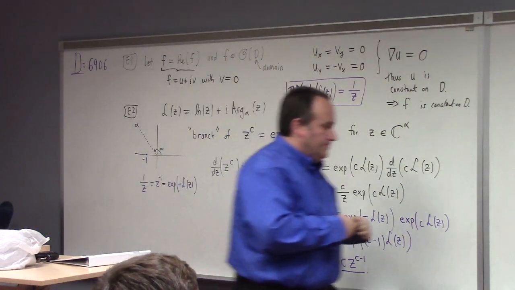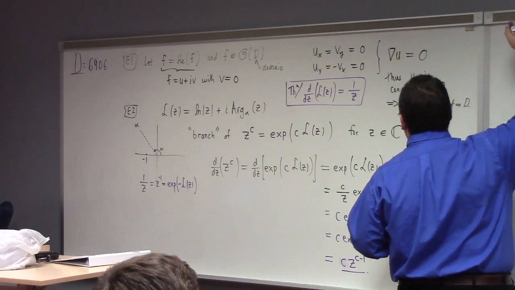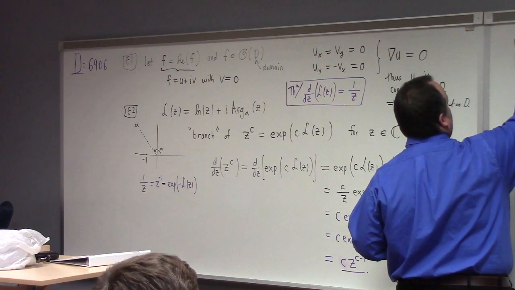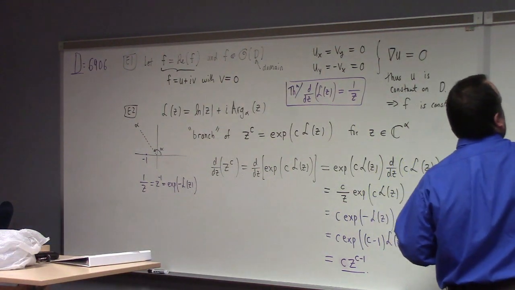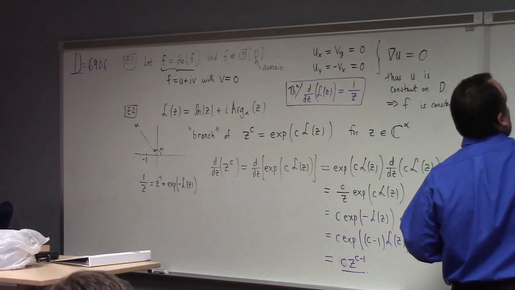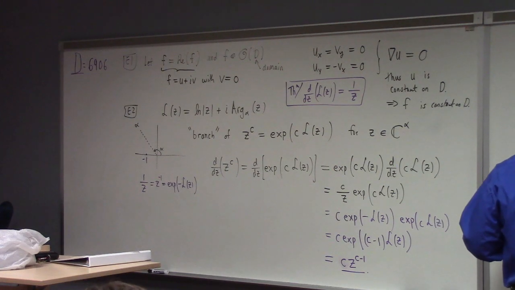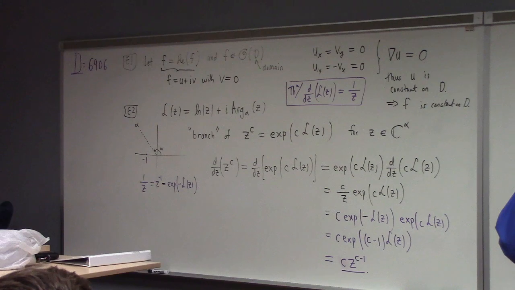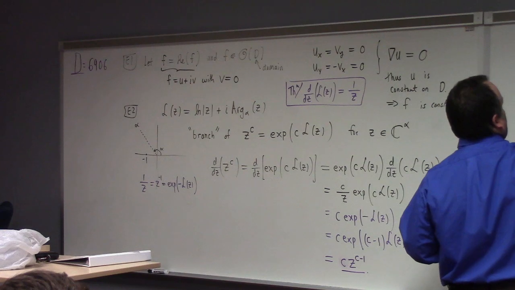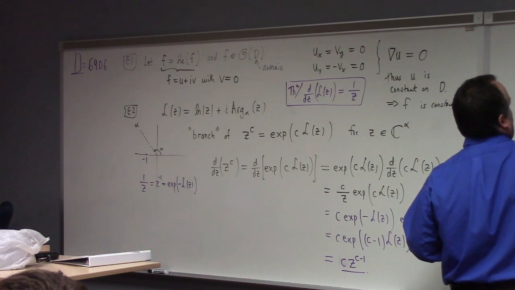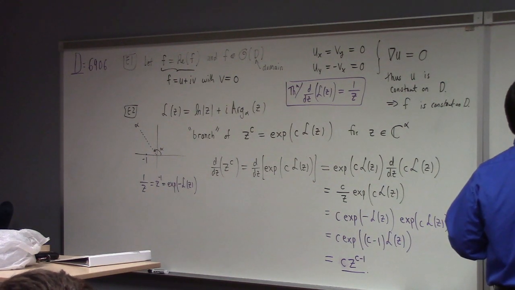So let me remind you of the inverse function theorem. Theorem: if f is holomorphic on D with f prime of z naught not equal to 0, then there exists f inverse defined near f of z naught.